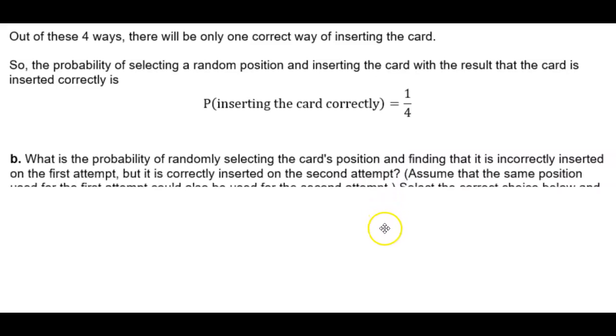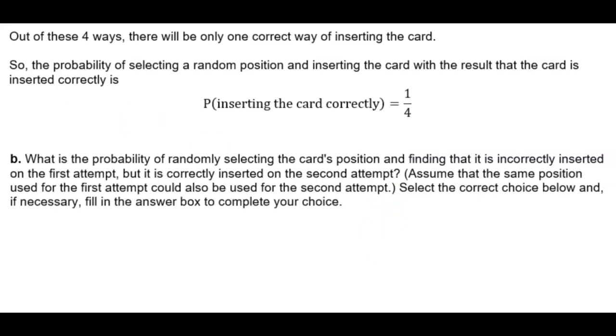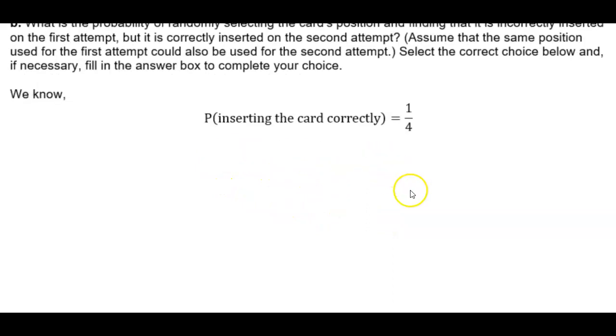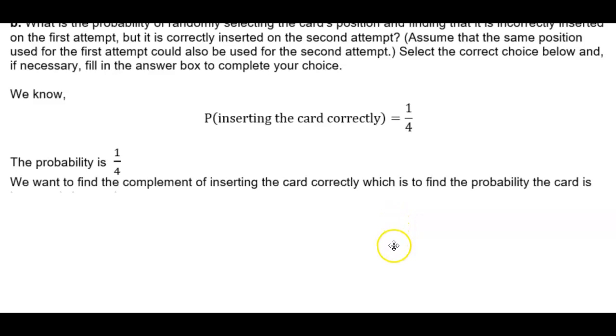Now for part B, it says, what is the probability of randomly selecting the card's position and finding that it is incorrectly inserted on the first attempt, but it is correctly inserted on the second attempt? Assume that the same position used for the first attempt could also be used for the second attempt. So, we know from part A that the probability of inserting the card correctly is equal to 1 over 4.